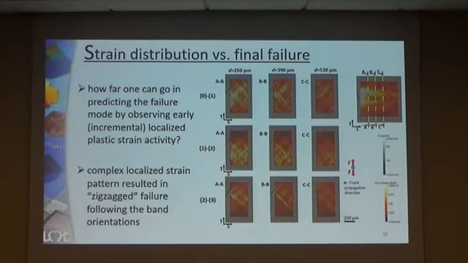It's interesting to plot von Mises strain maps over the final failure position. We have done this for the three loading steps and for the sections that are normal to the crack propagation direction, as shown here. We can often question how far one can go in predicting the failure mode by observing just incremental plastic activity, because here it is shown that the localized strain pattern really resulted in a zigzag failure already from the beginning of its propagation that follows well the early prescribed strain band pattern.